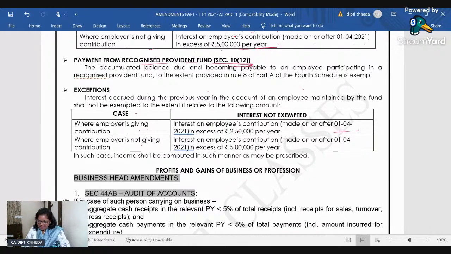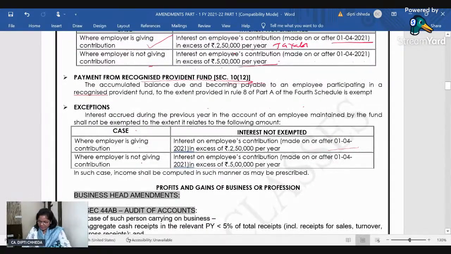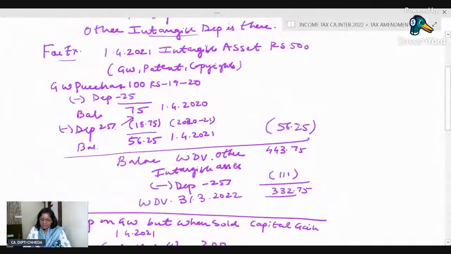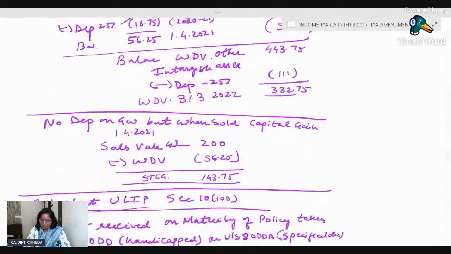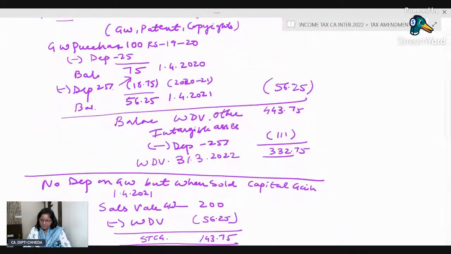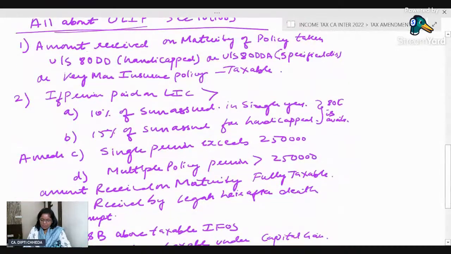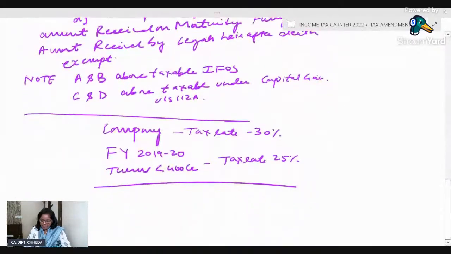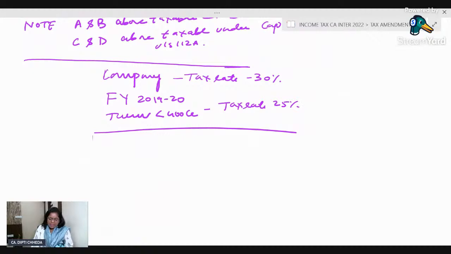Of course, we have done business head and all, but wait. I'm going to my notebook. Can you all open your notebooks, please? See, those who have missed the class, this is what we have solved for goodwill. All about ULIP, we have made the flow chart. And I've told you that for slab rates, there is no change except this last one. Okay, now let me see what I'm writing.